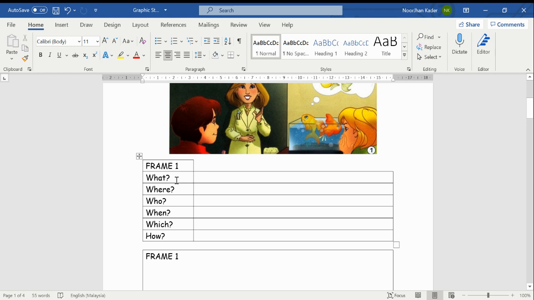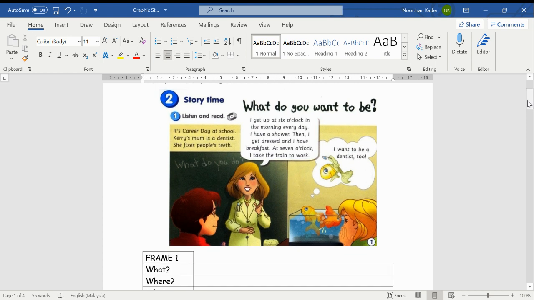The five WH questions and also how. But here we have six, so the five WH questions and also how. So the first one will be what, where, who, when, which and how. So let's look at the picture now. Frame one, first thing, what? What can you see in the picture?